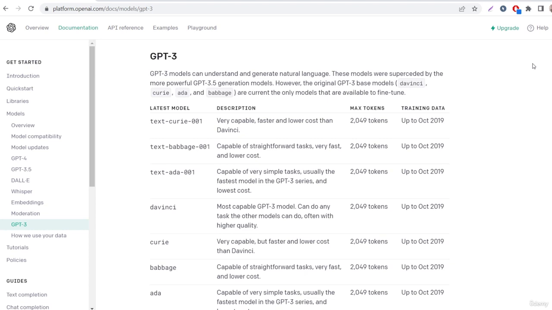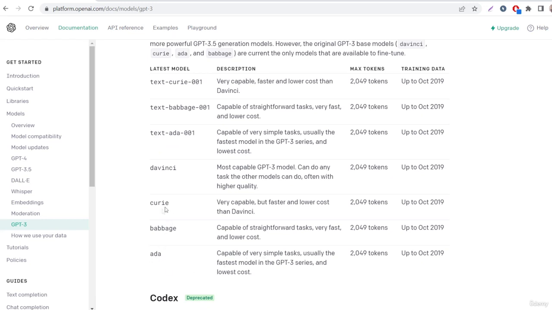Let's now talk about GPT-3. Most likely you are wondering, what is the sense of talking about GPT-3 if there are GPT 3.5 and GPT-4? The original GPT-3 base models, namely DaVinci, Curie, Ada, and Babbage, were replaced by the more advanced GPT 3.5 generation models. While the GPT 3.5 models offer increased power and capabilities, it's important to note that only the original GPT-3 base models are currently available for fine-tuning.